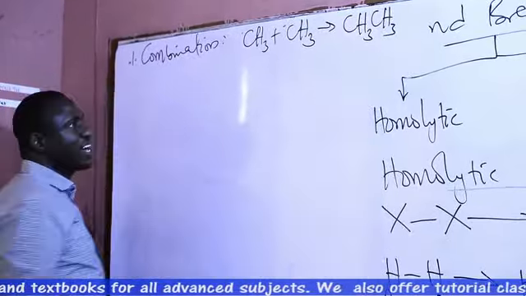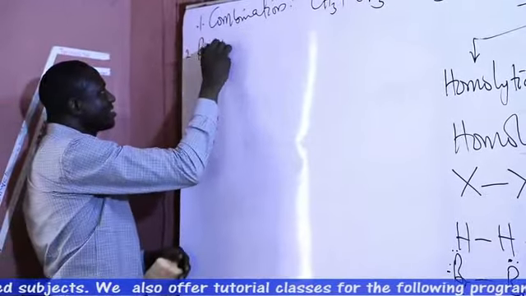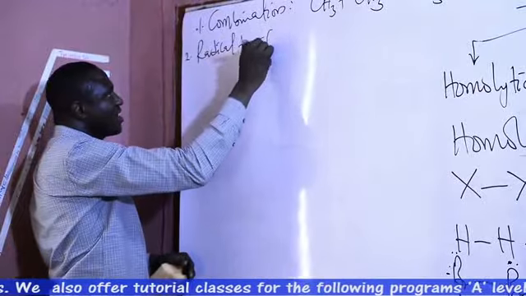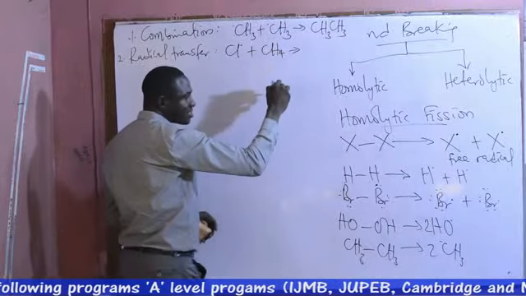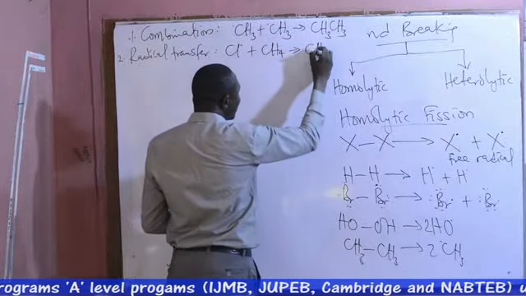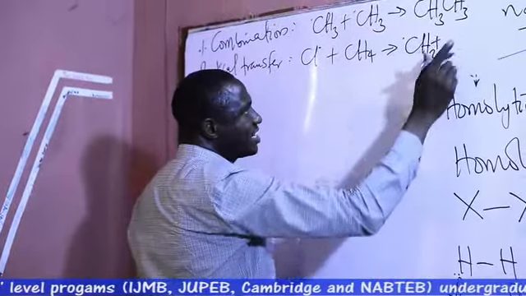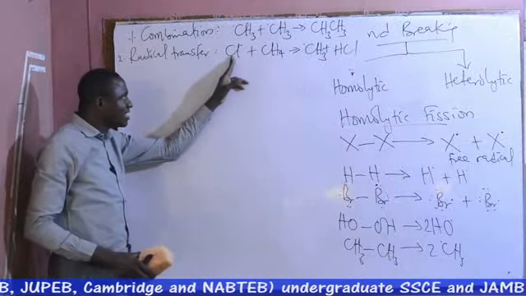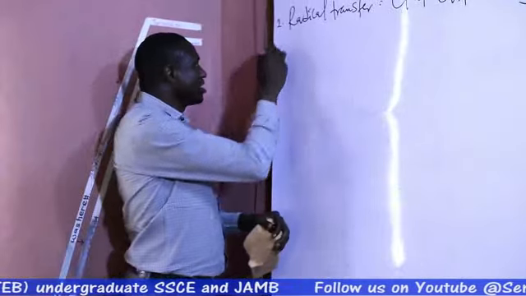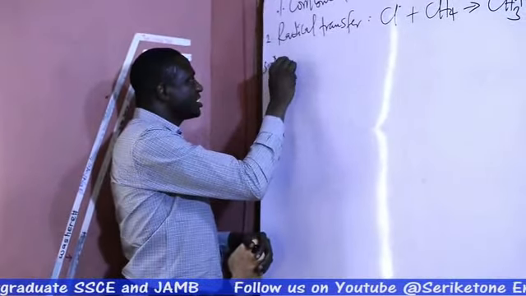We also have radical transfer, whereby a free radical, look at chlorine radical, combines with methane to give us methyl radical and HCl. The free radical has been transferred from chlorine radical to the carbon atom of methane to give us methyl radical and a neutral molecule.